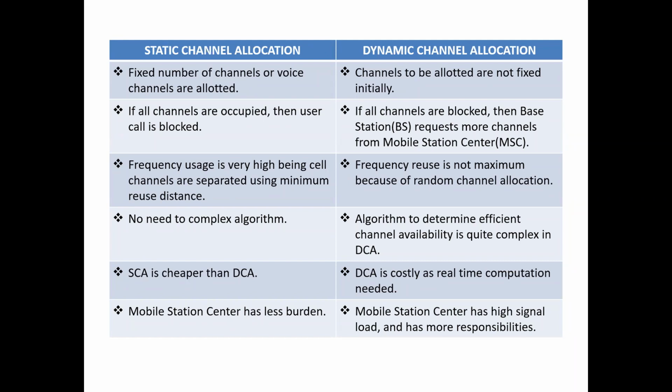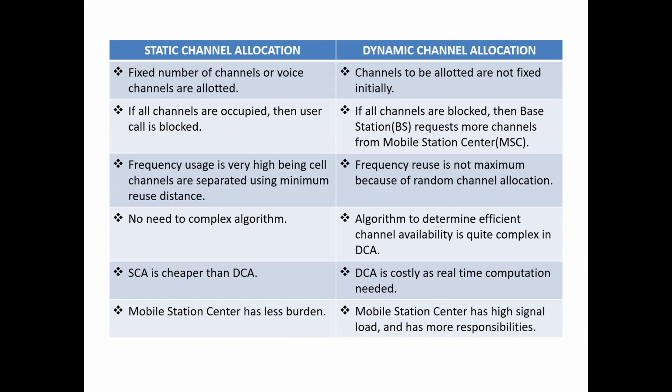In dynamic channel allocation, if all channels are blocked, then the base station requests more channels from the mobile station center. A base station transmits and receives user data in a cellular network to customer phones and cellular devices. The mobile switching center, or mobile station center, is a telephone exchange that is used to make the connection between mobile users within the network.